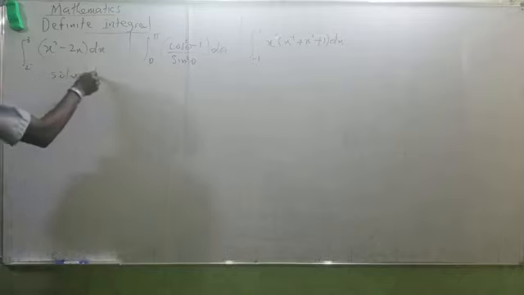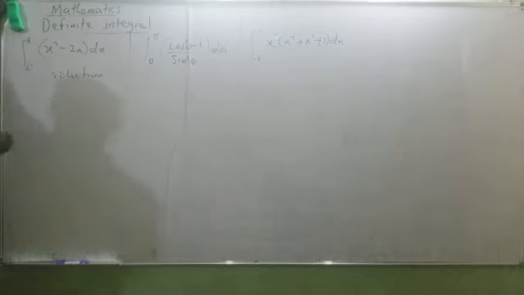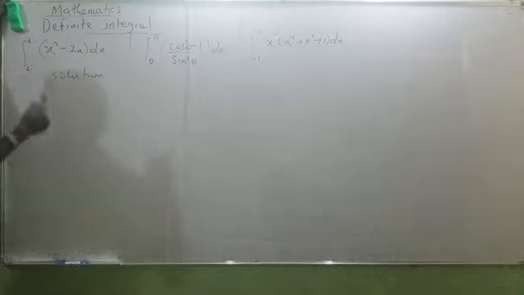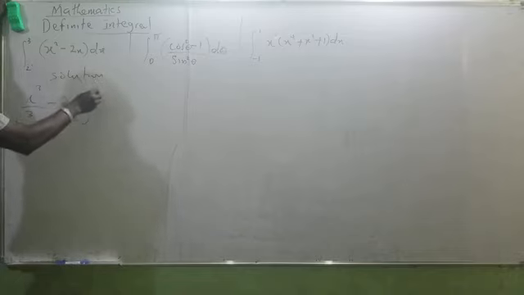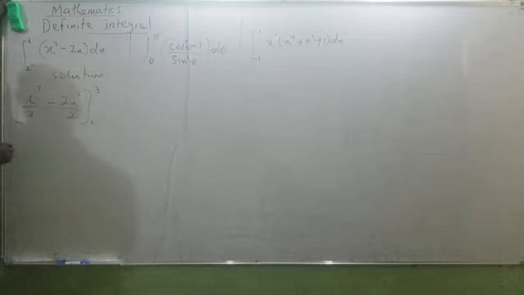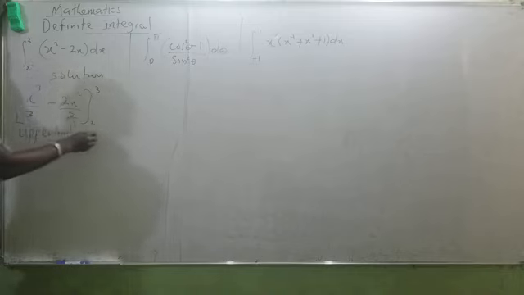Solution to this one. At this point, I want to be explicit, so be careful, as I'll be jumping some steps. X raised to power 3 all over 3 minus x raised to power 2 all over 2. Don't forget your limit, 3 and 2. Now, I've told you, upper limit minus what? Here 1, which is our upper limit, minus lower limit.